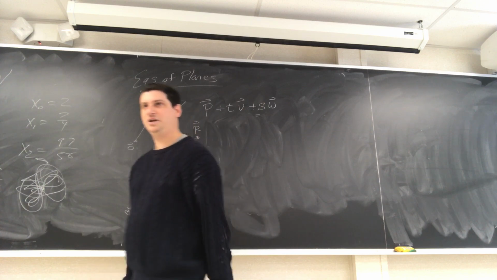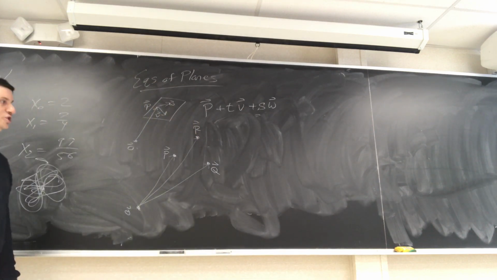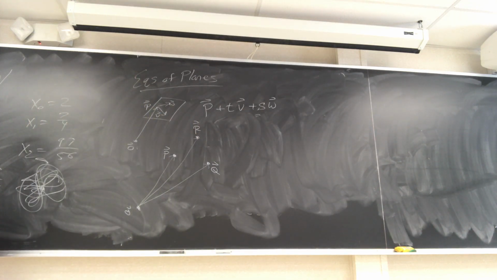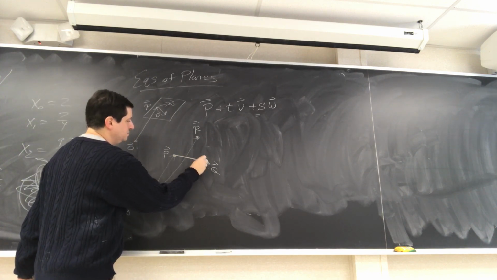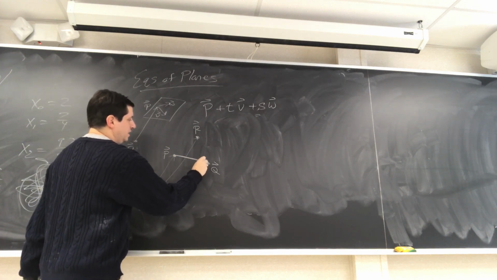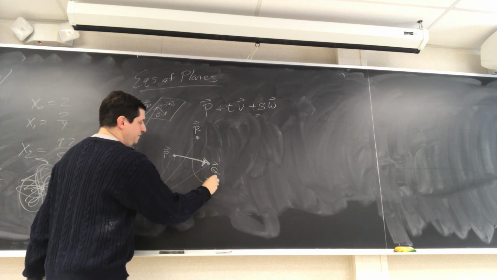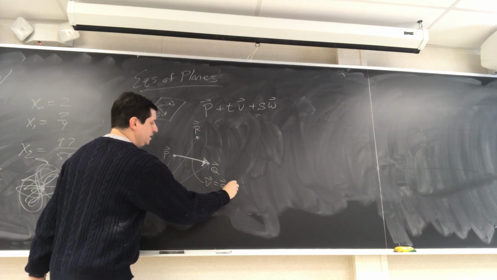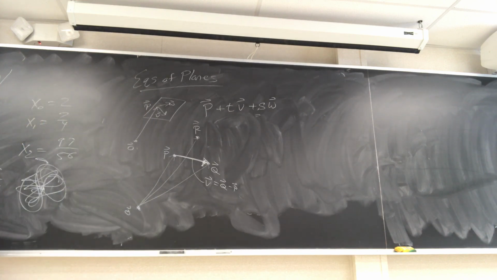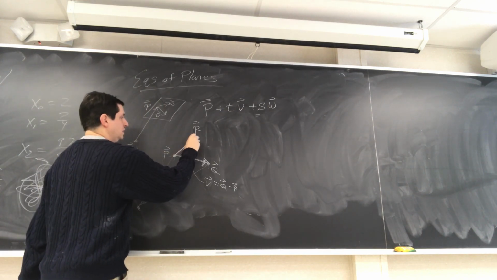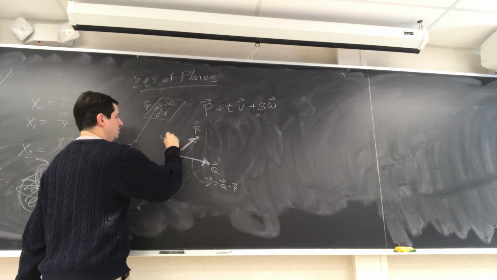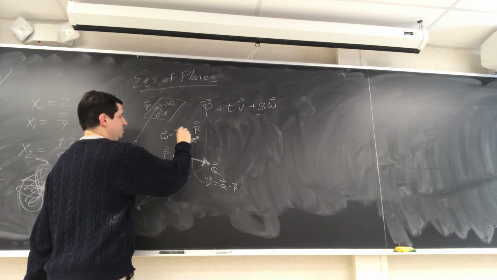P. It occurs first alphabetically. You could do it, of course, with R and Q. I can look at Q minus P. And so if I let V be Q minus P, that's my first direction. And then similarly over here, I will have W be R minus P.